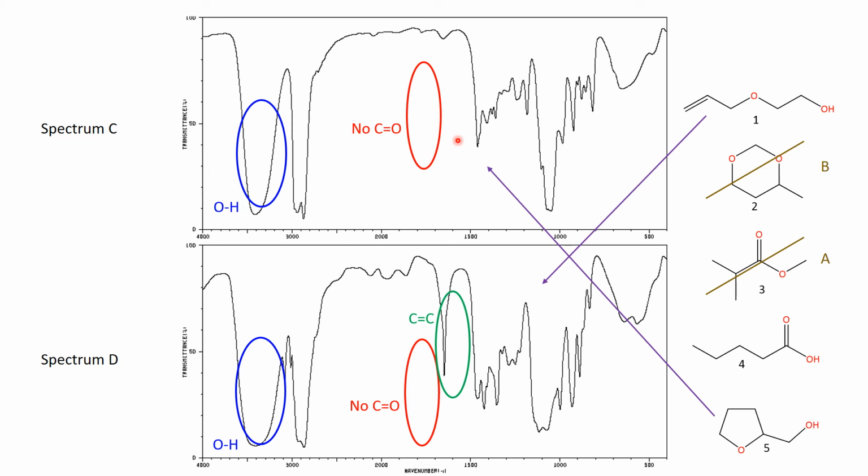Okay, so a little bit tougher to distinguish between C and D, compounds 1 and 5, but the way you can do it is, again, both of them have the OHs, both of them have this big mess around here where you'd expect carbon-oxygen single bonds to be, but spectrum D had that extra teensy little peaky spike there that's that carbon-carbon double bond.